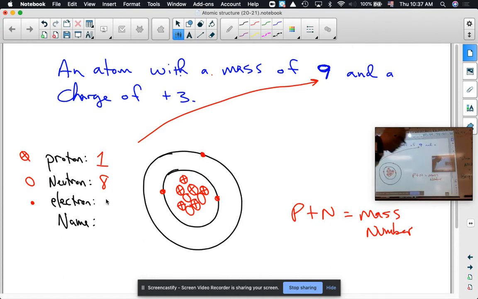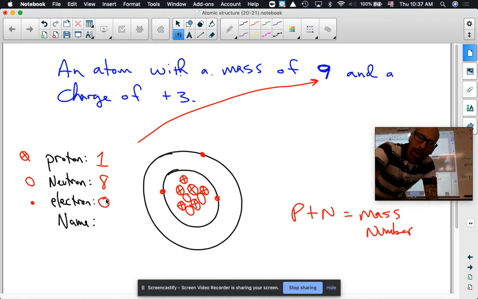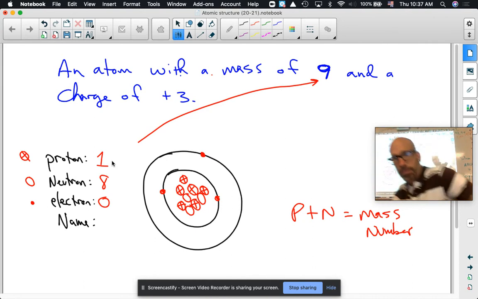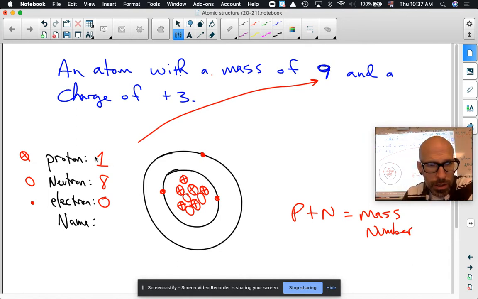Even if we have 0 electrons, that's still only going to be a plus 1 charge. Plus 1 is not plus 3. So that's not going to work. You can't use hydrogen here because there's not enough pluses.